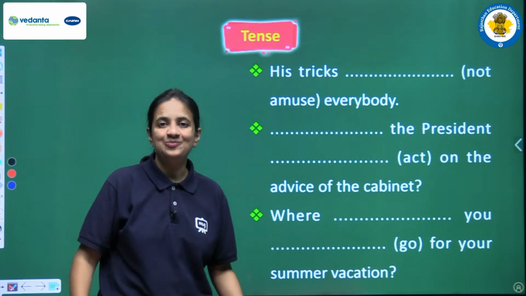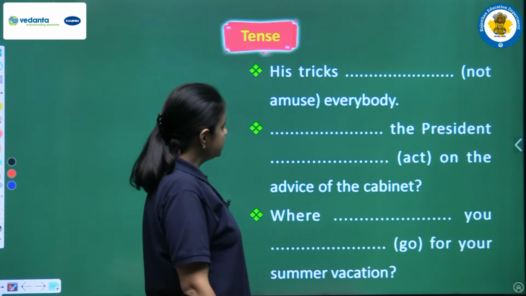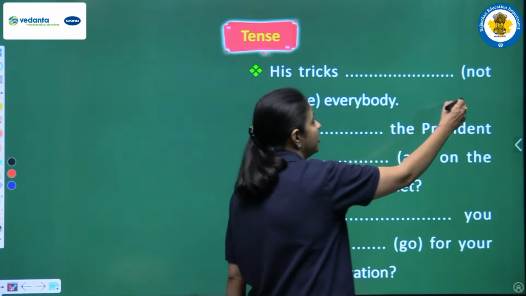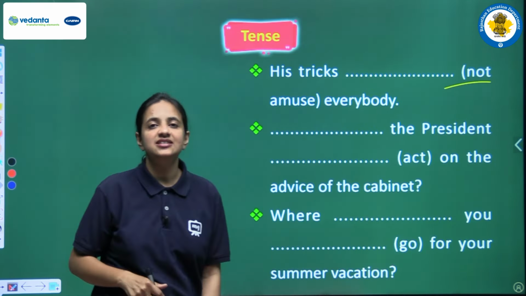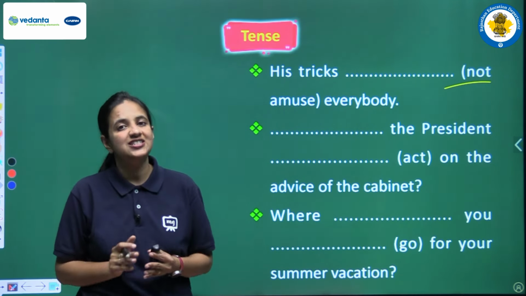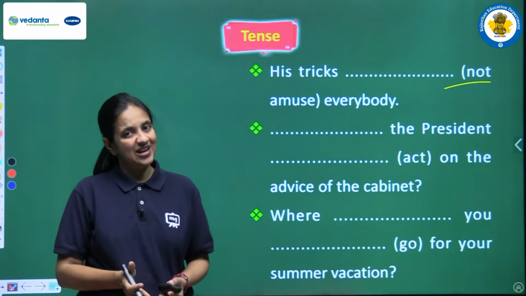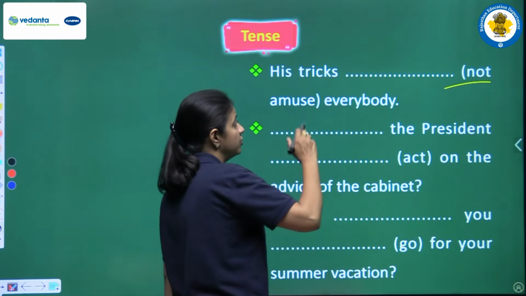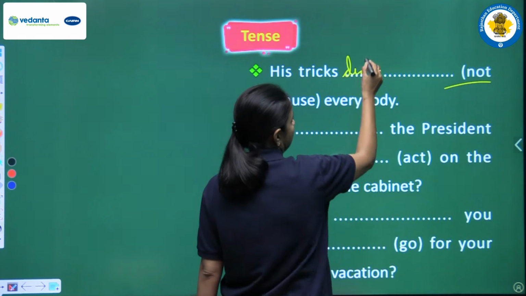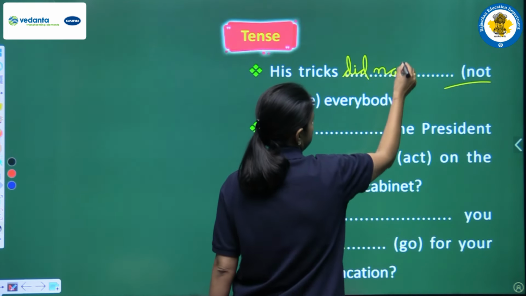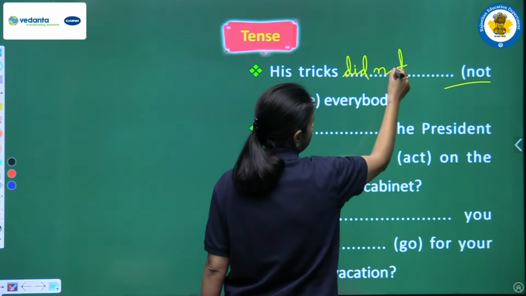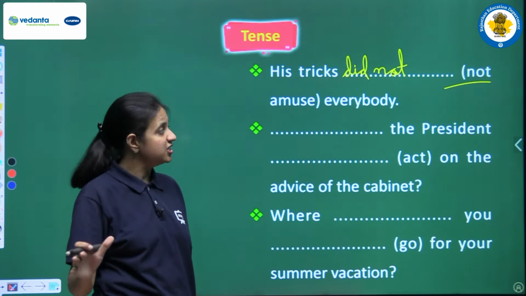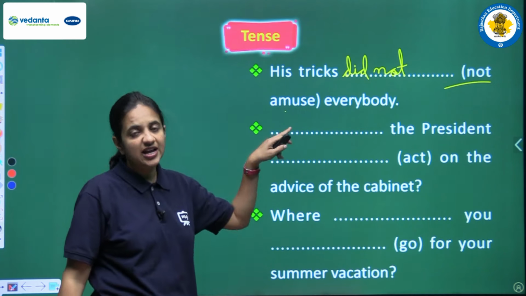Next we have some more examples. So let's see. His tricks not amuse everybody. Okay, so now we have not in the sentence. It means this is a negative sentence. So now just remember all the rules, that if we have a negative sentence, then yes, we have to write did here. So first of all, we will write did. After did we will write not, because in a negative sentence not will always come after the helping verb, and when did is there, then we have to write the first form, and the verb is amuse, that is the first form only.